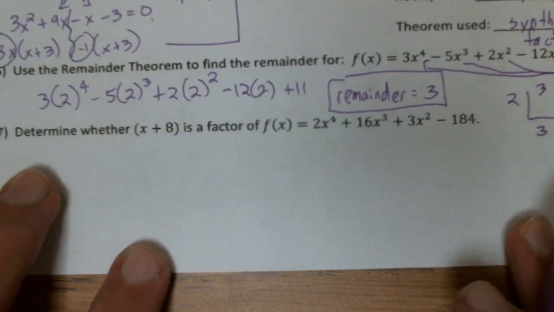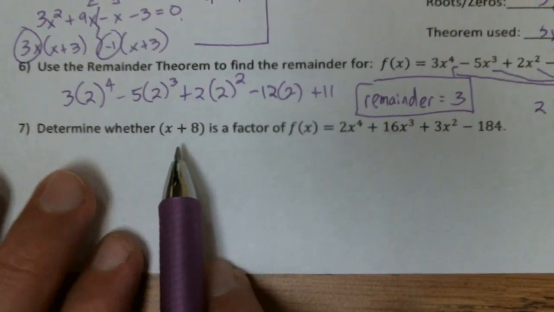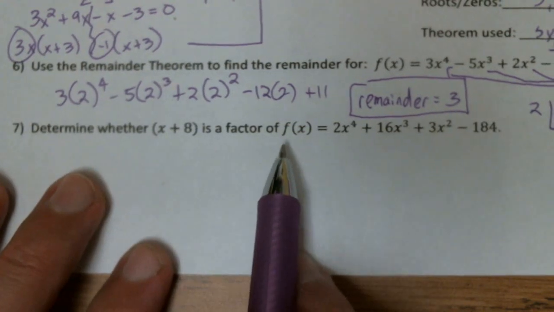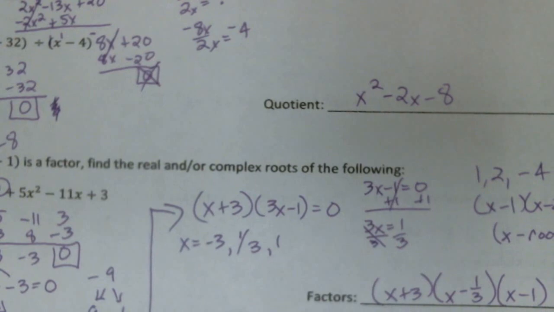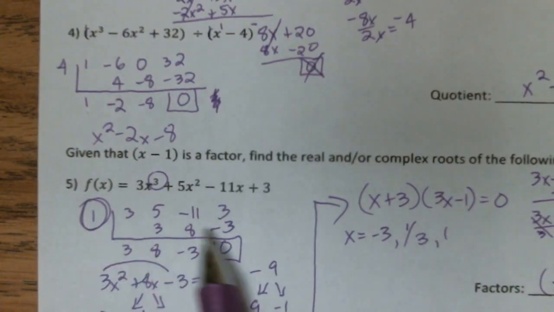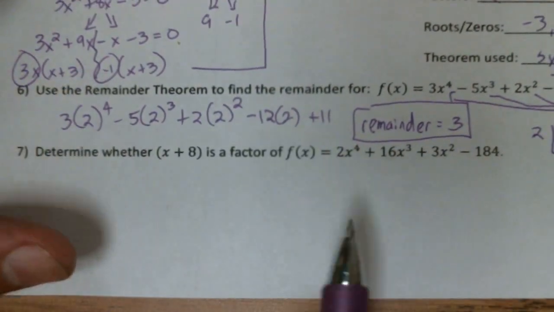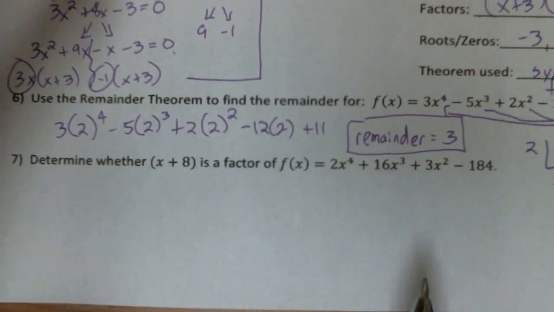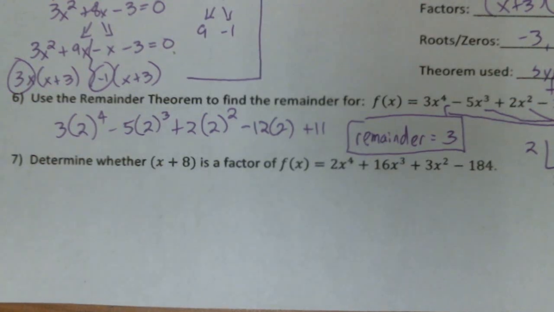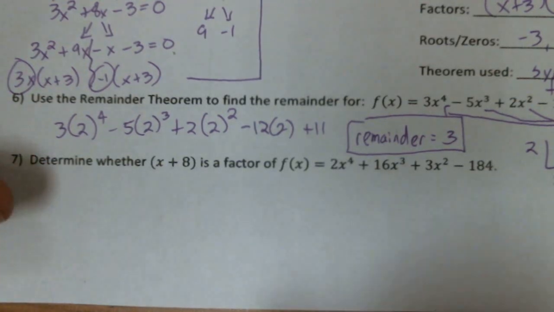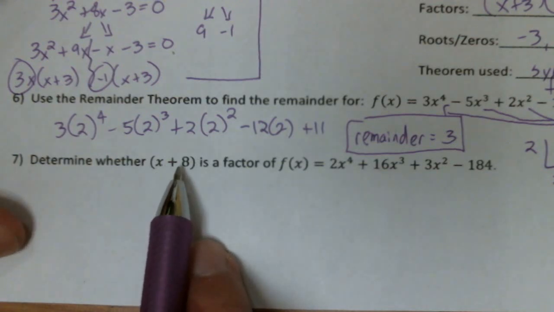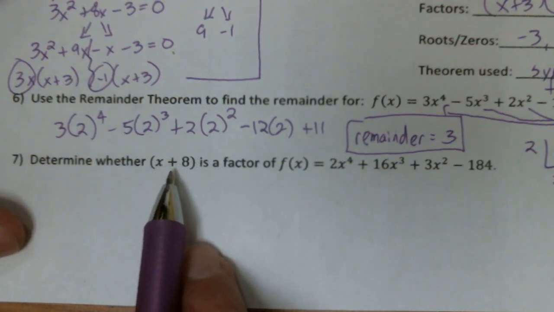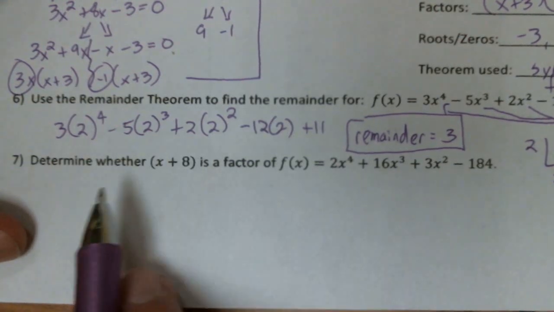Okay, so number 7, determine whether x plus 8 is a factor. We just said if it is a factor, you will get a remainder of 0, just like we did up here. 1 was a factor, we got a remainder of 0. So how do you want to do this? Again, you could either use the remainder theorem or synthetic division. I'm going to use synthetic division, but you have to remember to flip this sign because x plus 8 is a factor, but the zero, the x-intercept, is actually going to be negative 8. That's why we have to flip the sign.